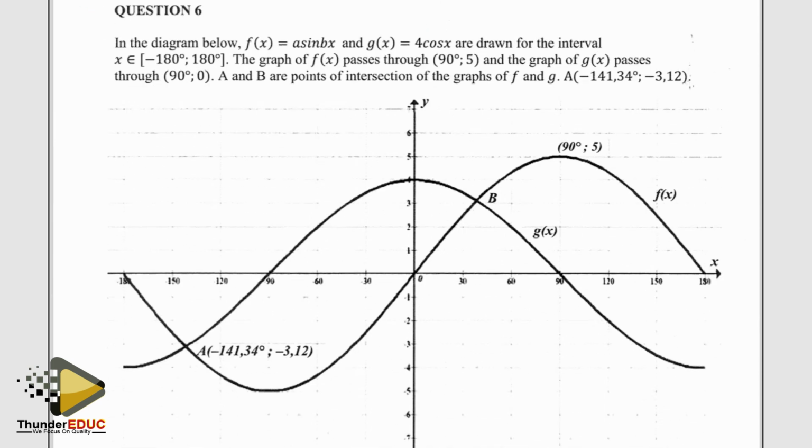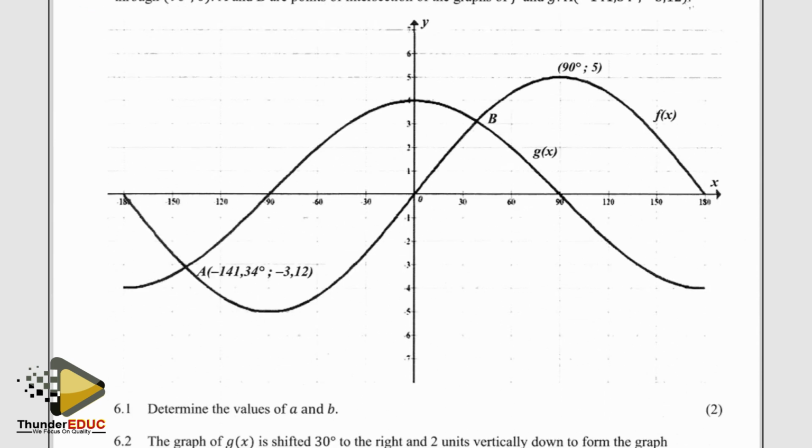All right, then question number 6, the trig graph. In the diagram below, f of x is given as a sine bx, and g of x is cos x. Within the interval of negative 180 and positive 180, the graph passes through these 2 points. They intersect at this point A and then B. They want us to determine the value of a.